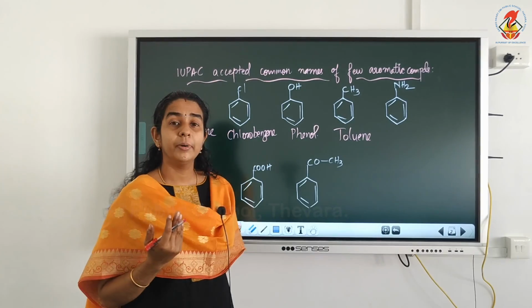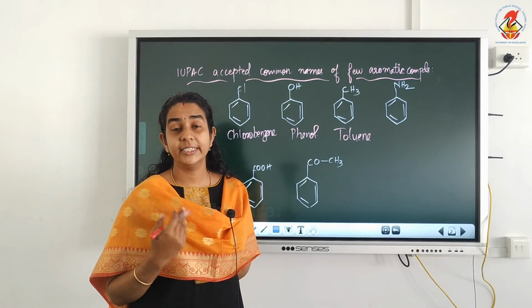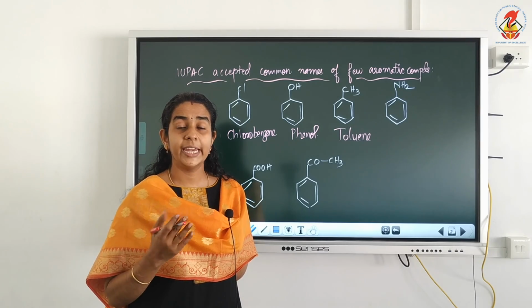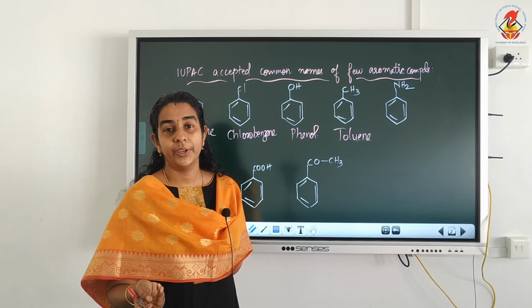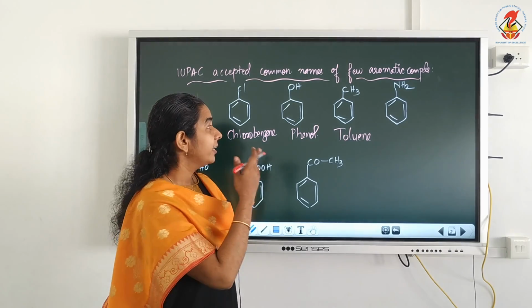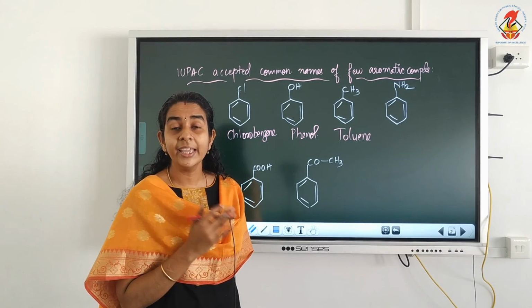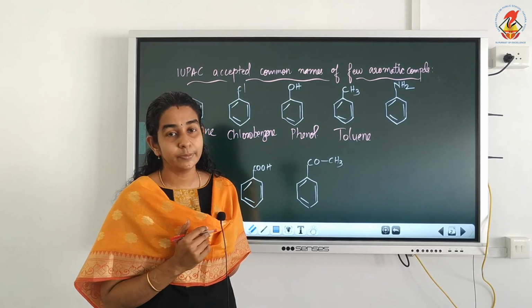You might have heard about TNT, that is trinitrotoluene, an explosive. So that is actually a derivative of toluene. So what is toluene actually? It is a benzene ring containing a methyl group as a substituent.